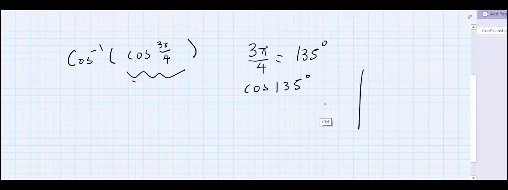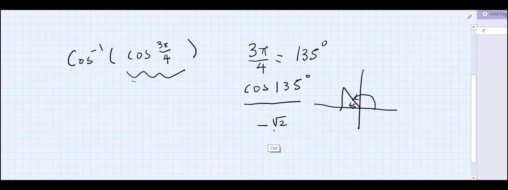Well, let's look at the reference angle. The reference angle will be 45. So the angle theta is in the second quadrant. And what is cosine of 45? Well, cosine of 45 is radical 2 over 2. But cosine in the second quadrant has to be negative. Therefore, cosine of 135 is negative radical 2 over 2. So we're looking for inverse cosine of negative radical 2 over 2.